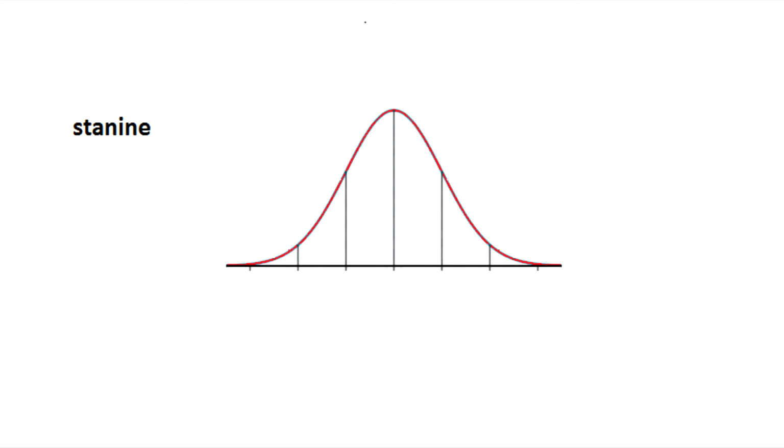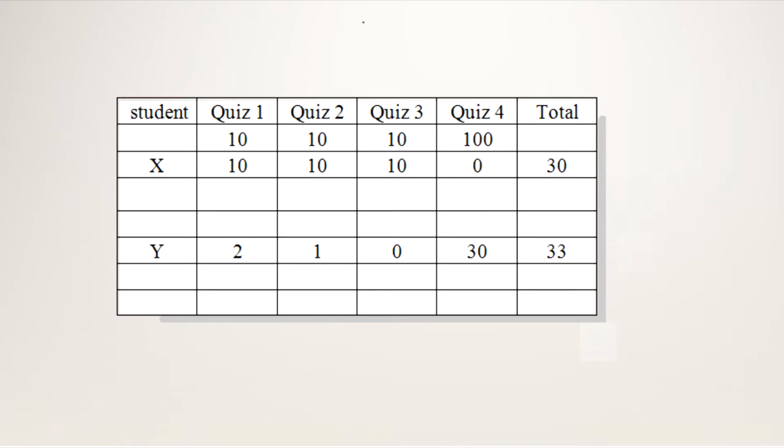S-tenine stands for Standard 9, which uses only 1 to 9. The highest score group is marked 9, while the lowest score group is marked 1. The average group is marked 5. Now let's look at the S-tenine of students X and Y.